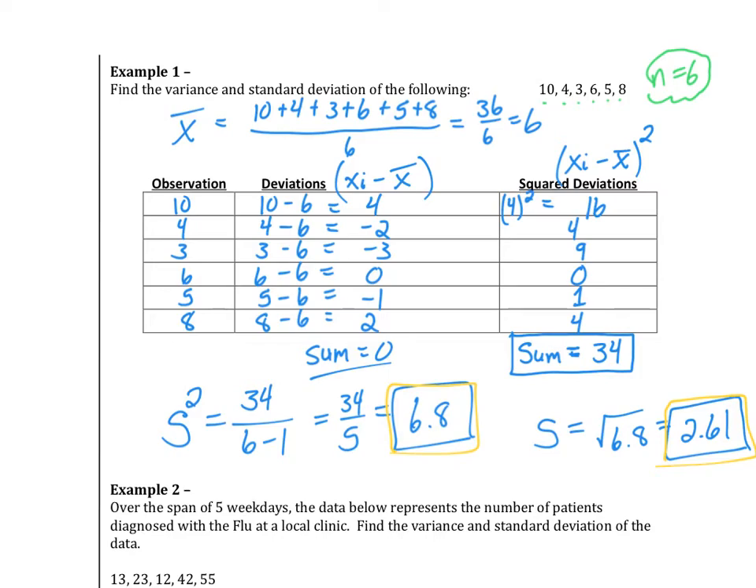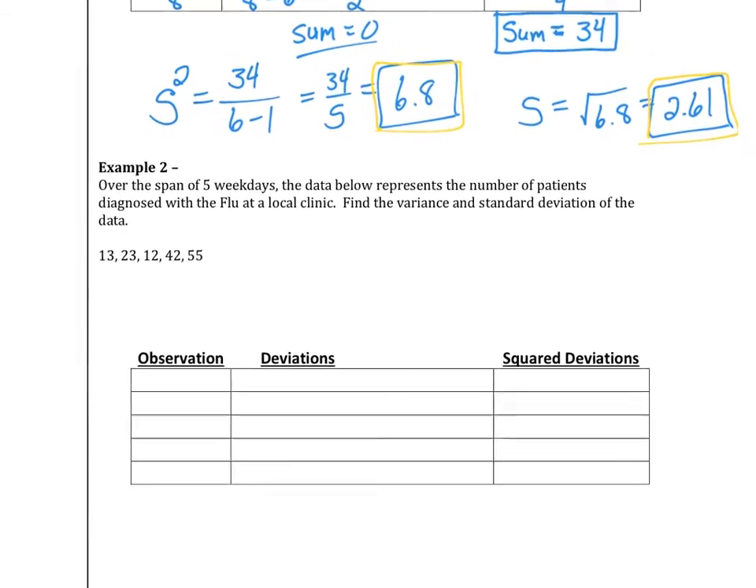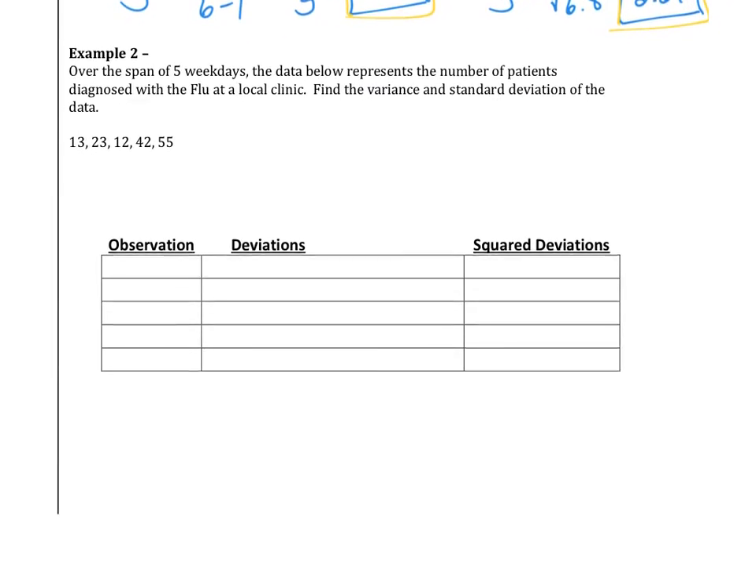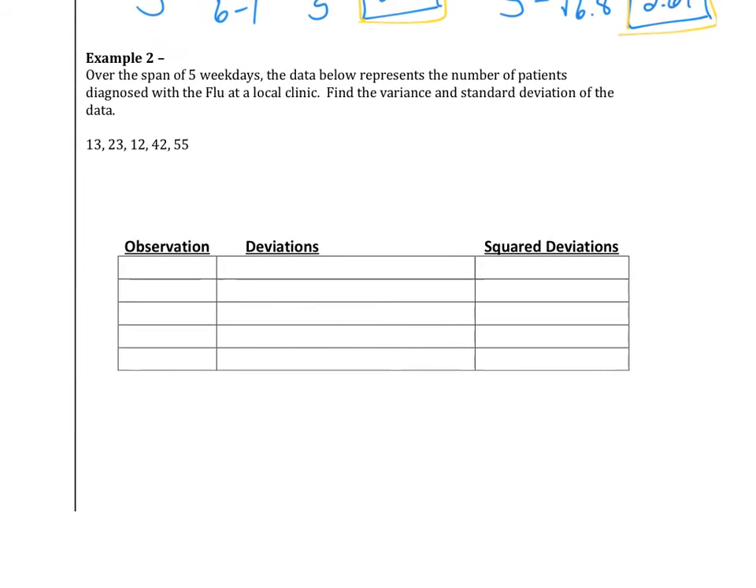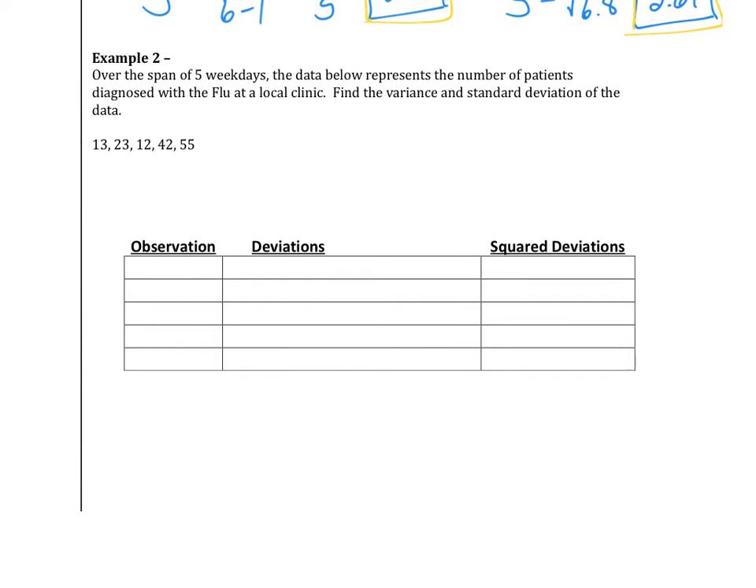Okay? And we'll do one more example together. Example 2. Over the span of 5 weekdays, the data below represents the number of patients diagnosed with the flu at a local clinic. Find the variance and standard deviation of the data. So they will use data from things like the flu, and the standard deviation and variance tell you how spread out it is.